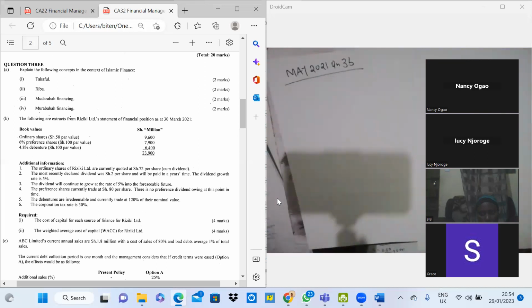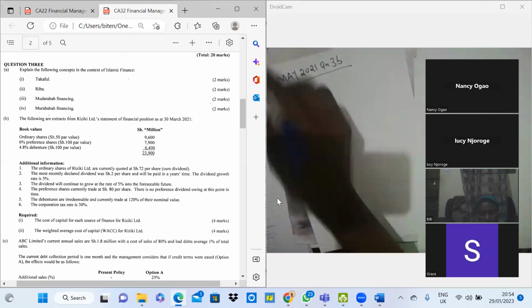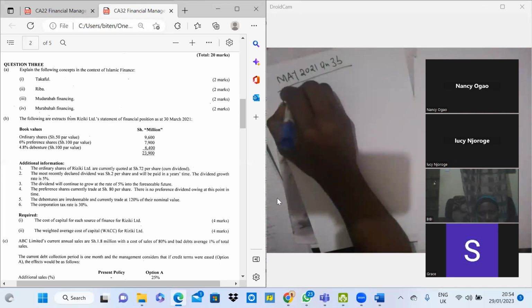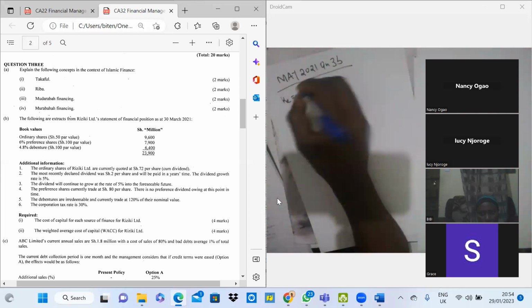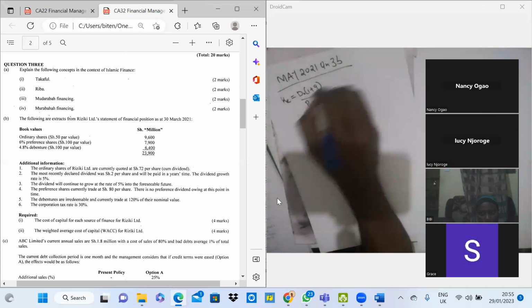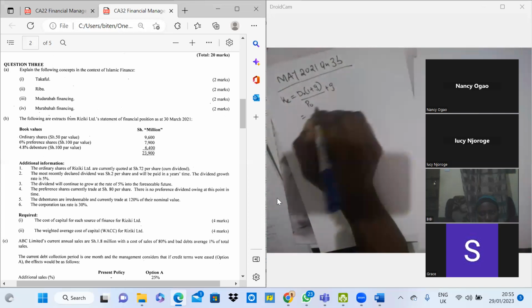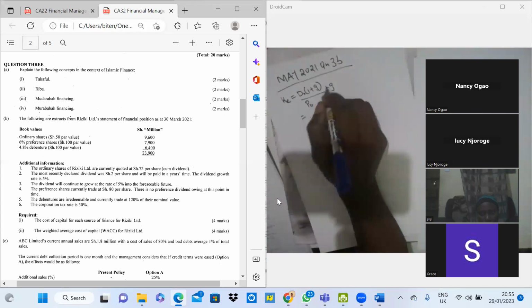So we start with the component cost. So the cost of capital, we start with the cost of ordinary shares, that is the cost of equity. Our formula is D0 into 1 plus g, you divide by the P0 plus g, since you have not been given the flotation cost. So the ordinary shares, the most recently declared dividend was 2.